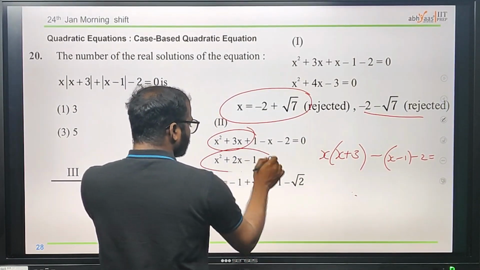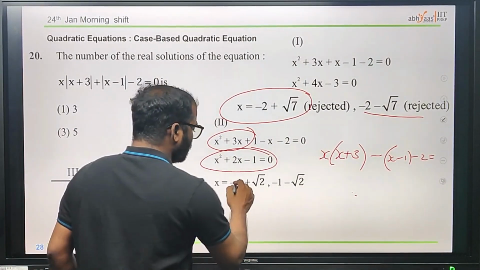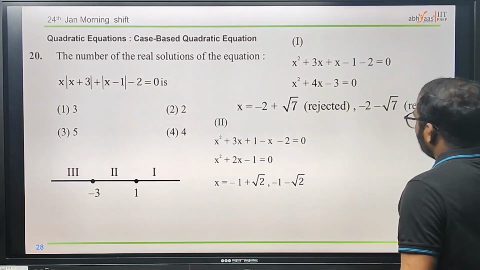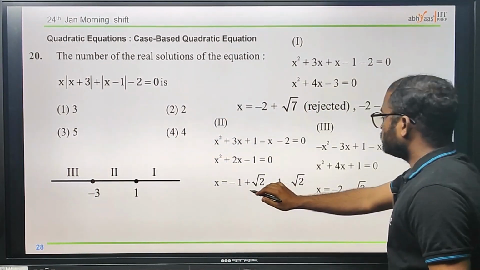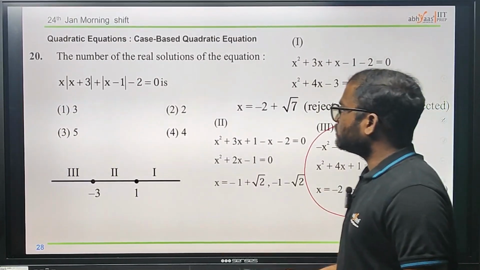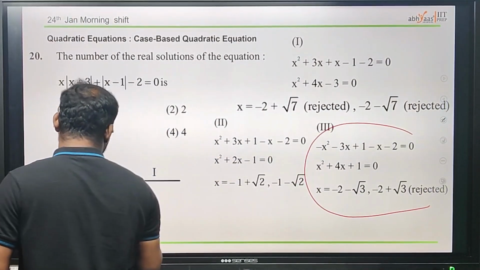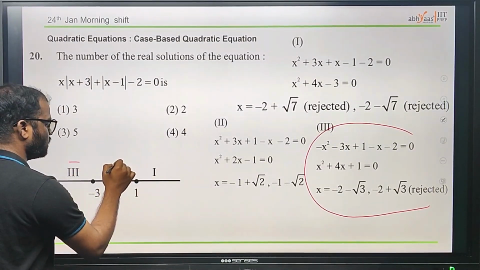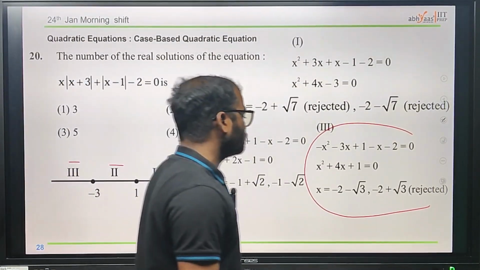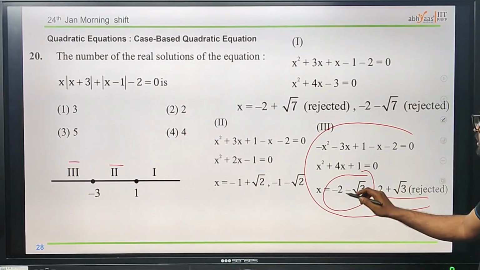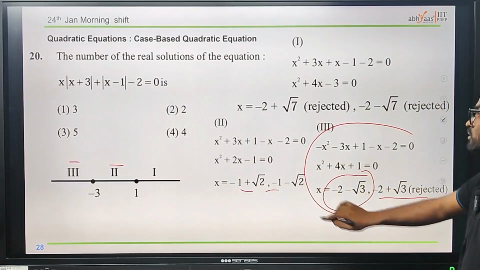Which is x square plus 2x minus 1, which will be in the region. This also for the case 3 as well; using both cases for less than minus 3 and less than 1, we will get negative here and negative here as well. I hope you understood. That's how this will be rejected because it is not in the region, and that's how we got this one and this one.